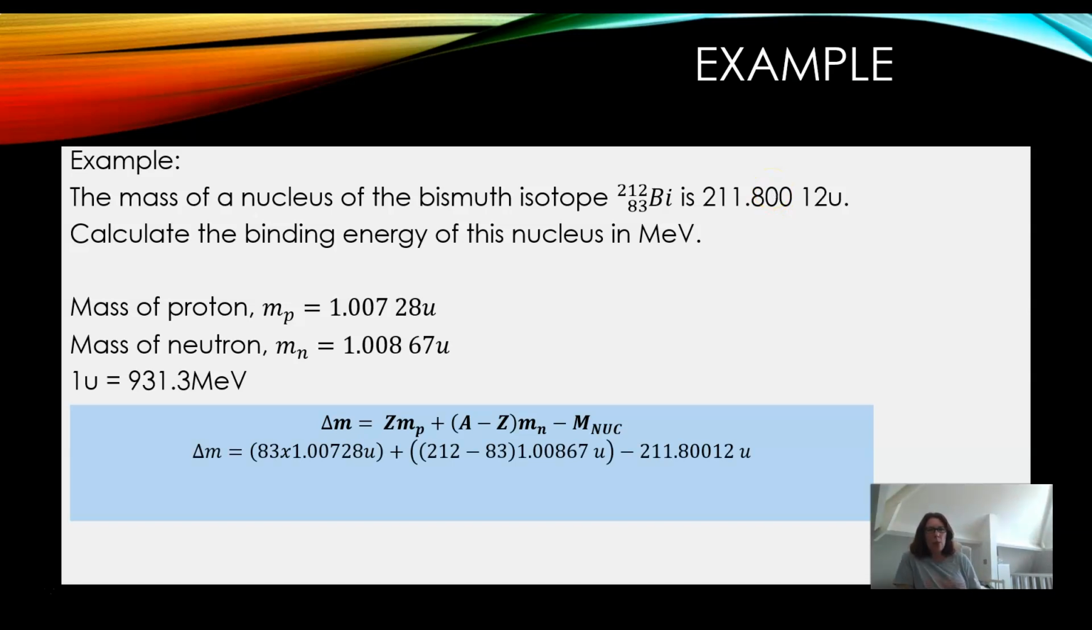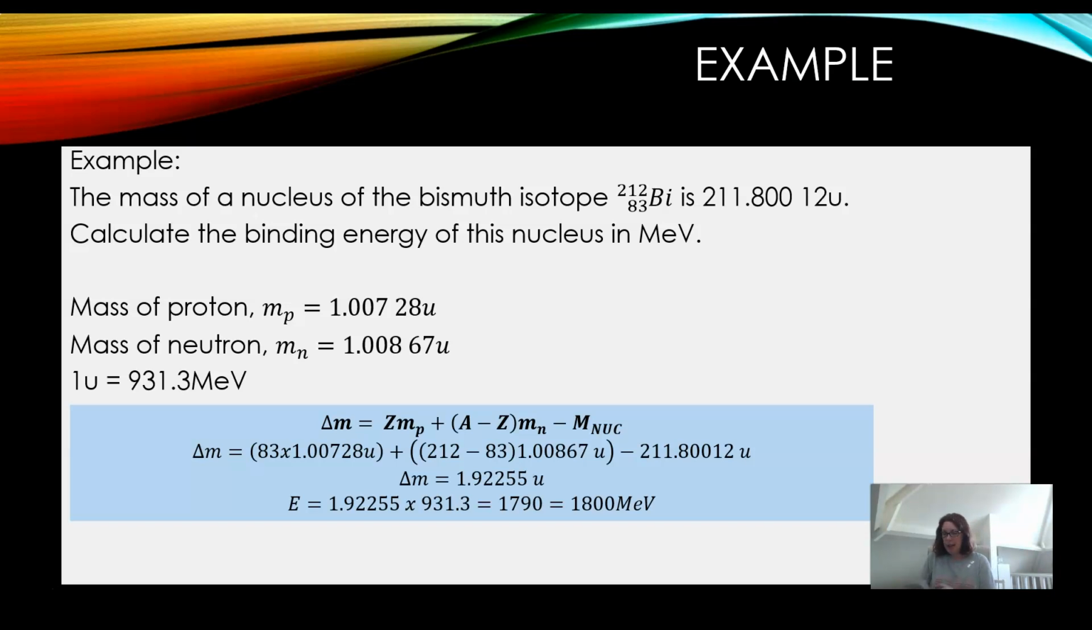Substitute all of that into your equation. You can calculate it all in one go, but remember to put this in brackets. You don't need to put the u's in, so just leave the u's out and just do the numbers. You should get 1.92255 U. We then use this relationship here, 1 U is 931.3 megaelectron volts, to calculate the energy. That would be the binding energy. 1.92255 times 931.3 gives 1790, which is 1,800 megaelectron volts.